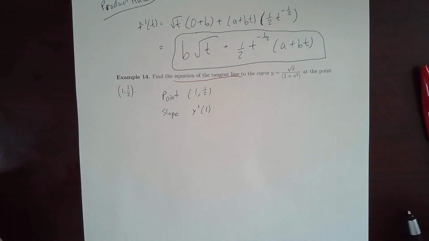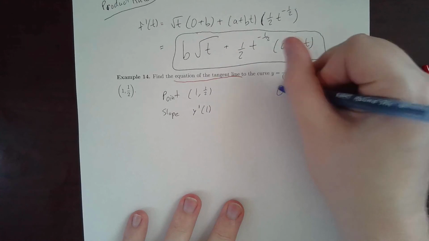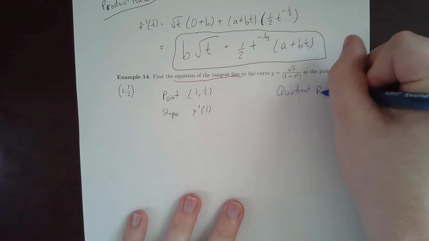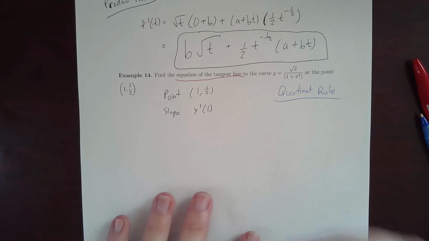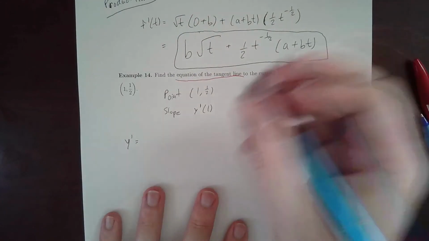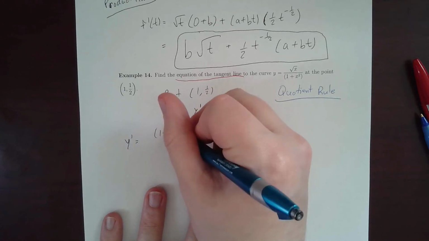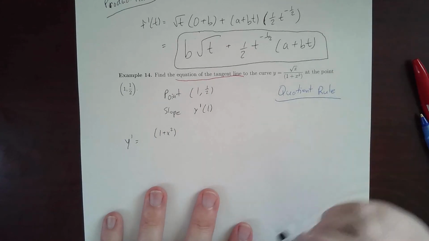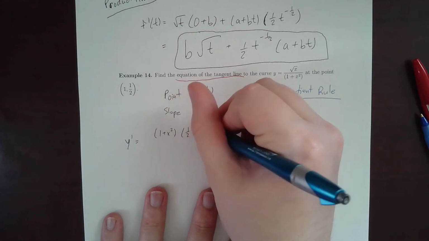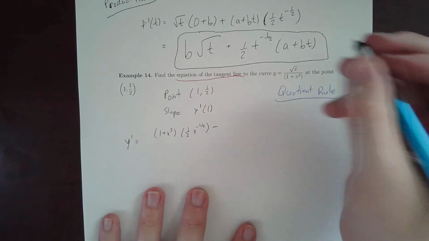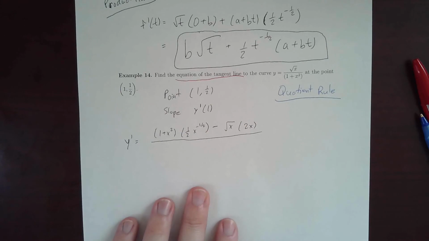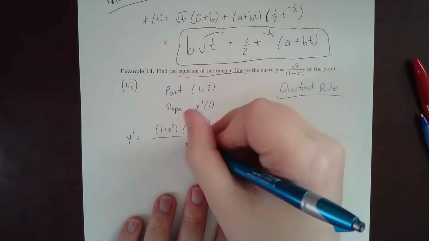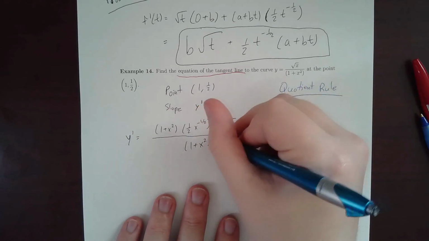So here, which rule should we use? That's great, class. Glad you figured it out. It's the quotient rule. So, remember we're just doing low d high minus high d low all over low squared. So if we want to find y prime, that will be the low, which is 1 plus x squared, times the derivative of the high. So the derivative of the square root of x is 1/2 x to the negative 1/2 minus the high, so square root of x, times the derivative of low, which is just 2x, all over the bottom squared, so 1 plus x squared squared.